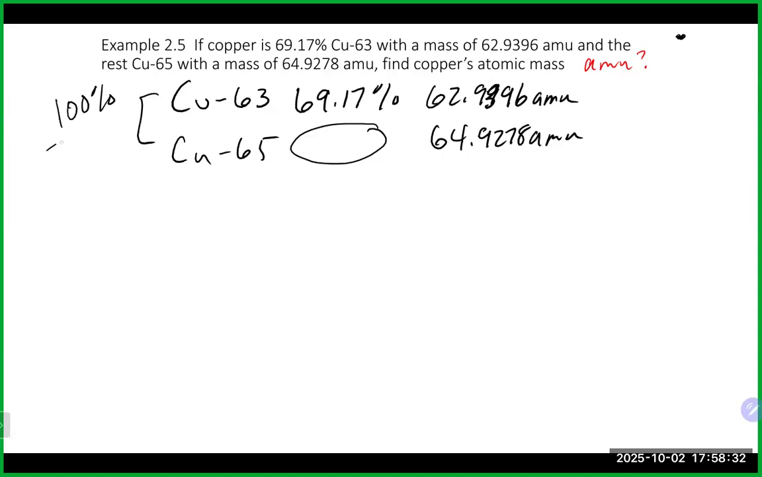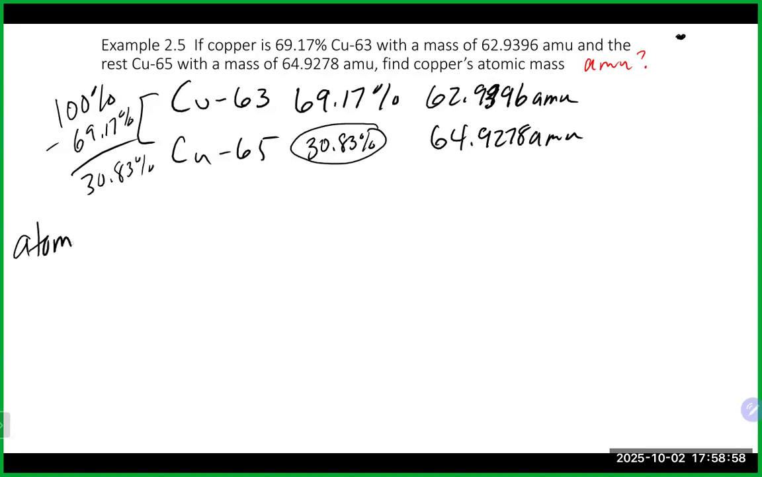So we could just simply subtract 69.17% from 100, and that will give us our missing percentage of about 30.83%. So this guy would be 30.83%. Now that we have both of our percentages there, we're good to go.